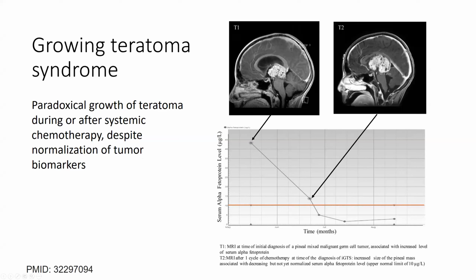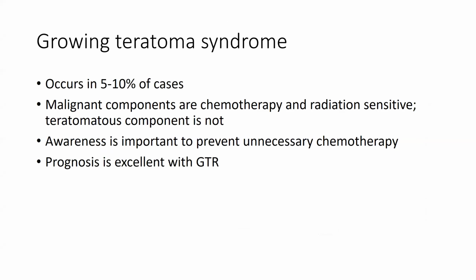And that of course can cause symptoms, it can cause obstruction. So gross total resection in these cases is very helpful, and those patients tend to do well after they have surgery. It can occur in anywhere from 5 to 10% of cases. On evaluation of the tumors after resection, it appears that the malignant components are very chemotherapy and radiation sensitive and sort of disappear and melt away. However, the teratoma component is not, and continues to grow and potentially is even stimulated by the therapy.